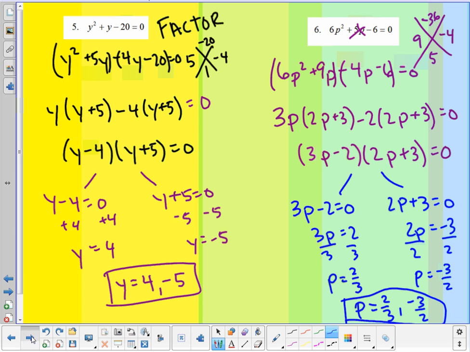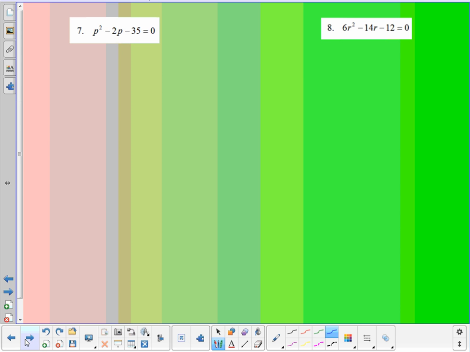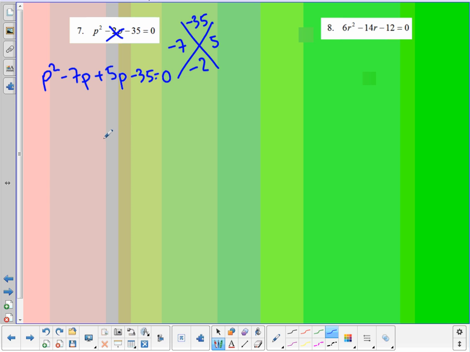All right. A couple more like this, a couple more factoring. In number 7, I have p squared minus 2p minus 35 is equal to 0. So I set up my factor x. I have a negative 35 product for the top and a negative 2 sum for the bottom. My numbers that I'm choosing here are going to be negative 7 and positive 5. So split that negative 2 in the middle. I have p squared minus 7p plus 5p minus 35 all equals 0.